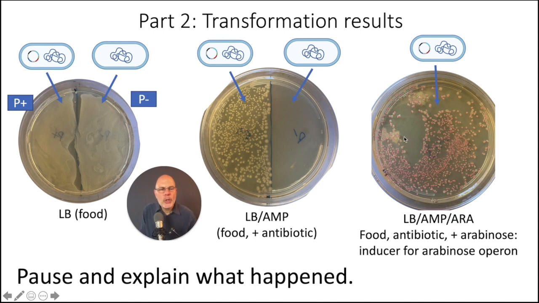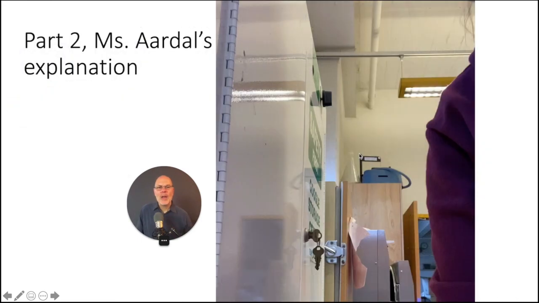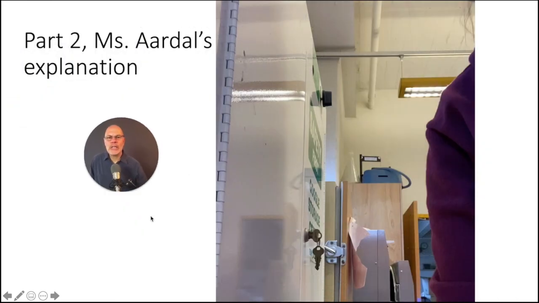Now on the third plate, this was LB, ampicillin, and arabinose. Note how the colonies are growing here, but they're also quite different. These are showing a red pigment. So I'd like you to pause and explain what happened. Why do we have these differences in these 3 plates? Okay, so now we're going to hear my colleague, Sydney Ardall, explain what's going on. Let's hear it from Sydney.